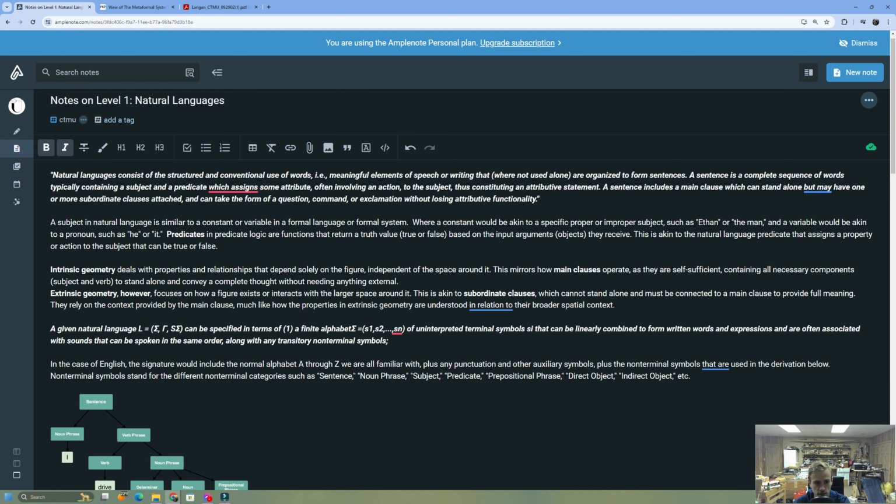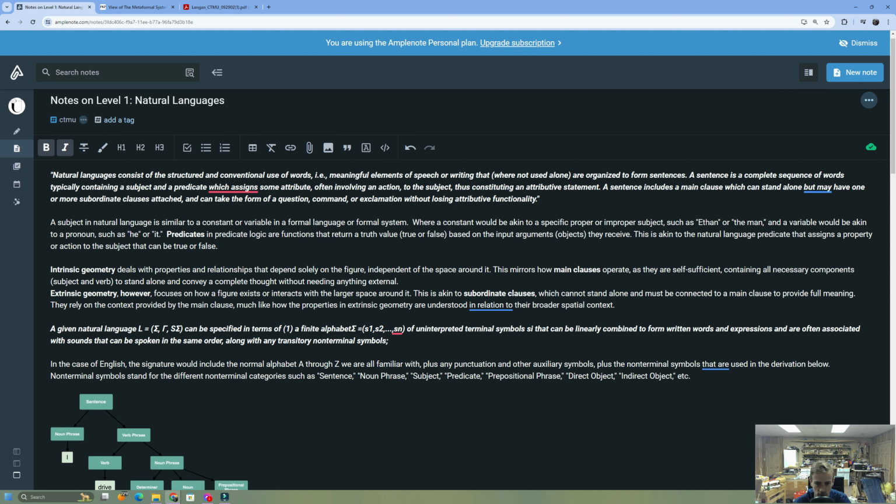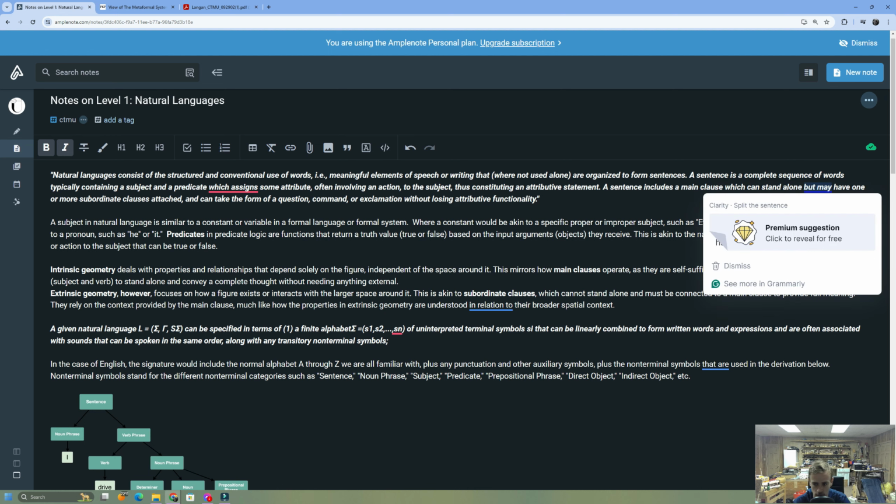So natural languages consist of the structured and conventional use of words, i.e. meaningful elements of speech or writing, that, where not used alone, are organized to form sentences. A sentence is a complete sequence of words, typically containing a subject and a predicate which assigns some attribute, often involving an action, to the subject, thus constituting an attributive statement. A sentence includes a main clause which can stand alone, but may have one or more subordinate clauses attached and can take the form of a question, command, or exclamation without losing attributive functionality.